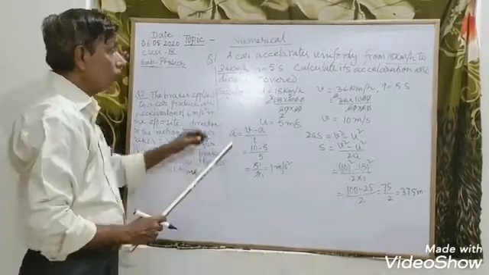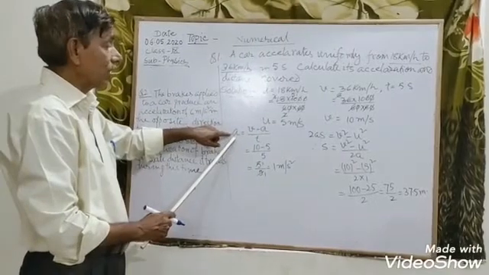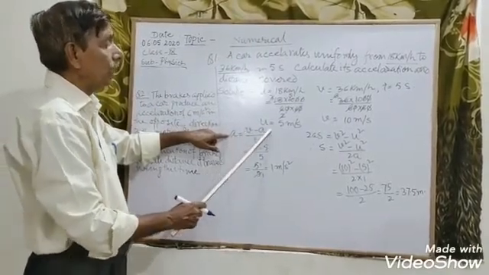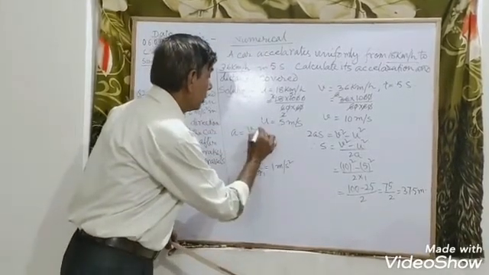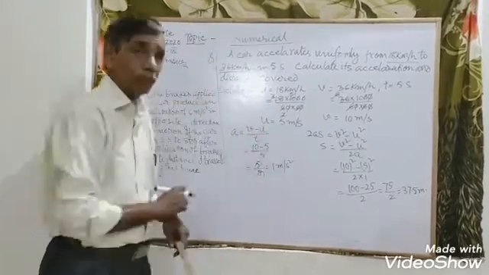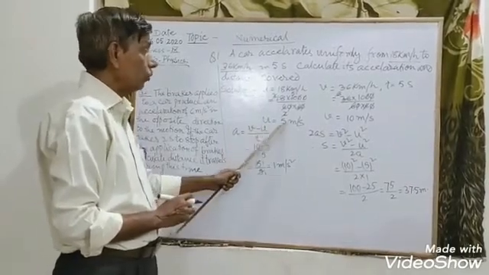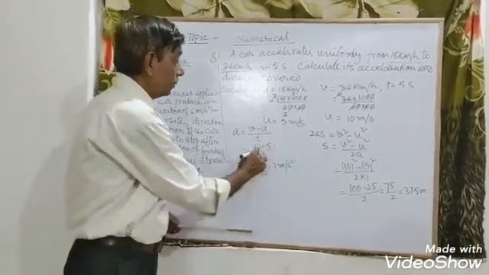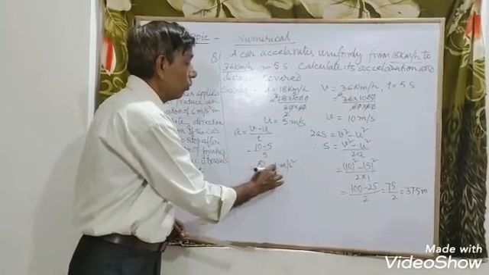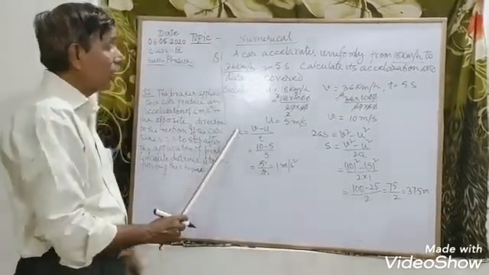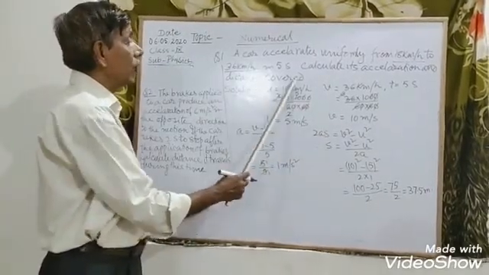What will you do? You have to calculate the acceleration. As we know, the acceleration a is equal to change in velocity divided by time. So a is equal to v minus u divided by t. What is v? 10. So it will be 10 minus u, 5, divided by 5. So 10 minus 5, that is 5, divided by 5. Cancelling this, we get 1 meter per second square. This is the acceleration.